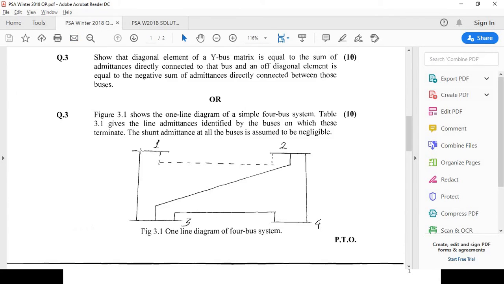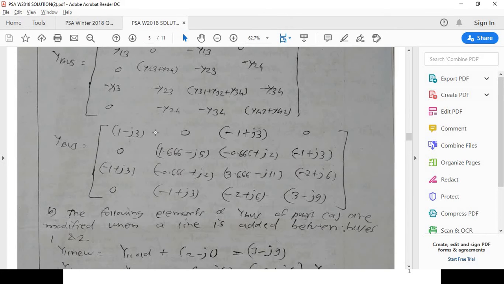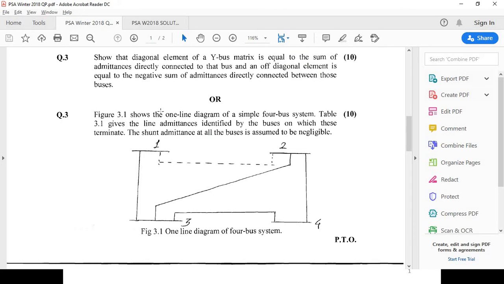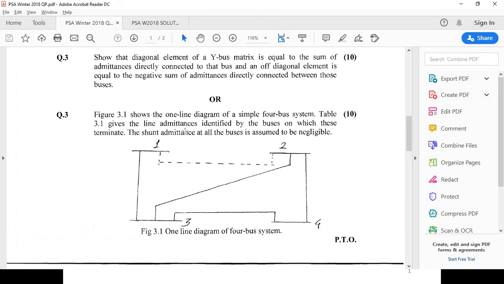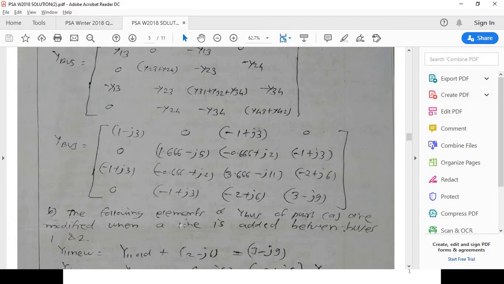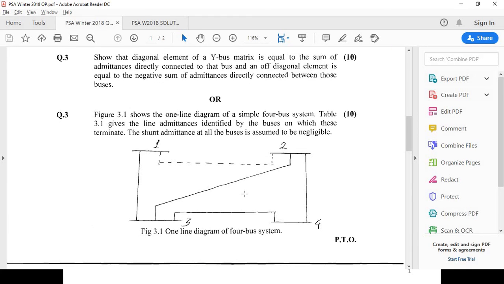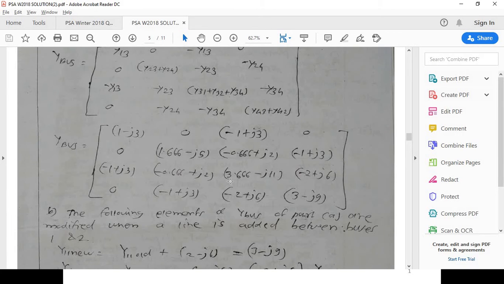Yeah. So we had calculated up to this point. We had calculated y41, no connection, that's why it will be 0. Then y42, connection is present, it is an off diagonal element, that's why it will be minus y24. Then y43, it is again an off diagonal element, connection is present, that's why it will be minus y43.